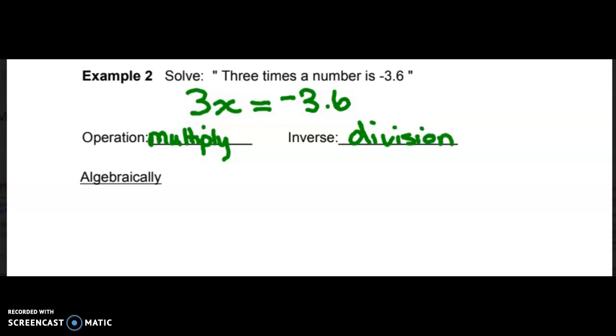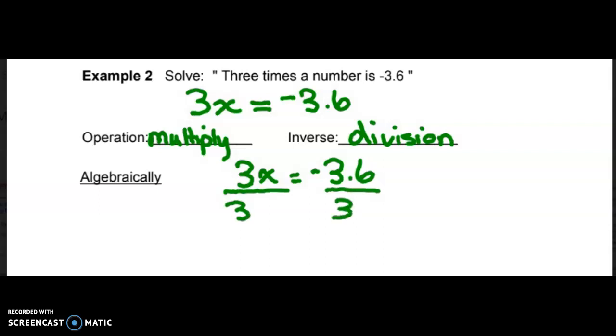So to solve this algebraically, we take our equation, 3x equals negative 3.6, and we're going to divide each side by 3, because the inverse of multiplying is dividing. 3 divided by 3 equals 1, which doesn't change anything, because when you multiply any number by 1, it stays the same. So that cancels out, and we get x equals negative 1.2.